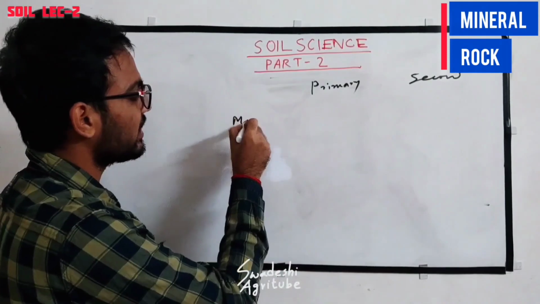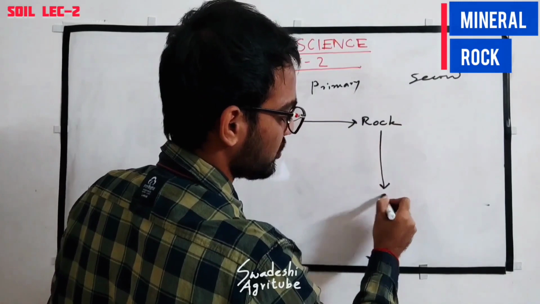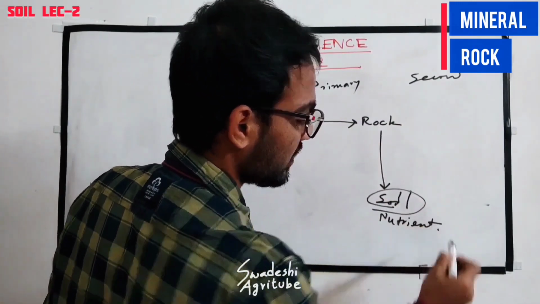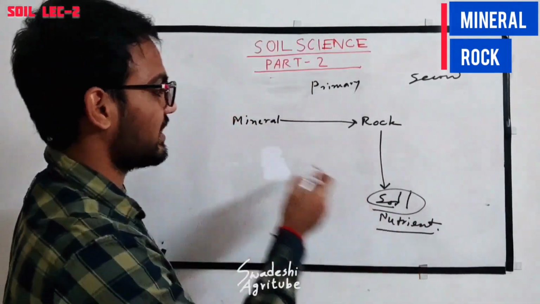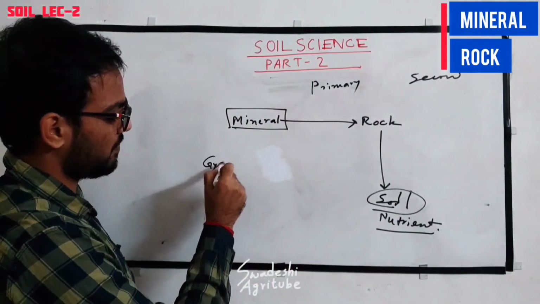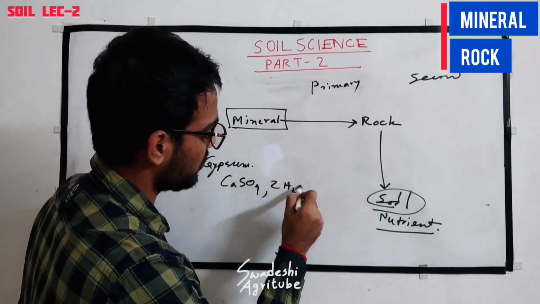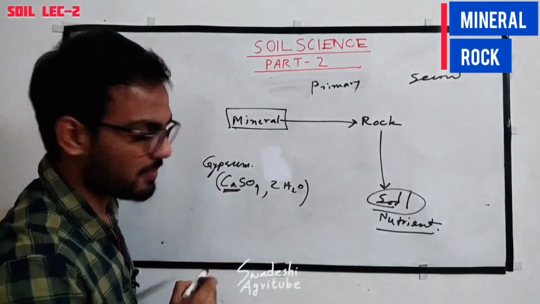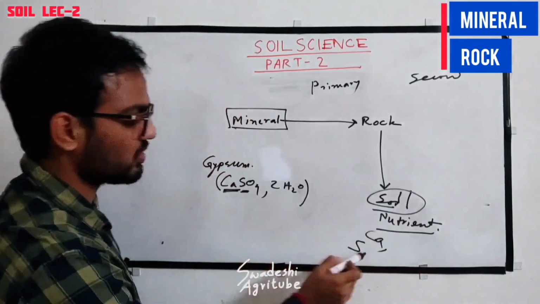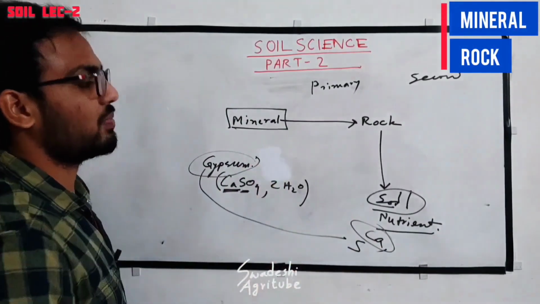Important point is that minerals actually form the rock, right? And from this rock, when weathering happens, it will create the soil, and in that soil nutrients will be present. That means these nutrients must be present in the rock also. That means the nutrients of the soil actually come from the minerals. For understanding, I am mentioning an example, gypsum. What is the chemical formula of gypsum? CaSO4.2H2O. So you can see here calcium and sulfur. That means the soil having calcium and sulfur may come from this source, gypsum.